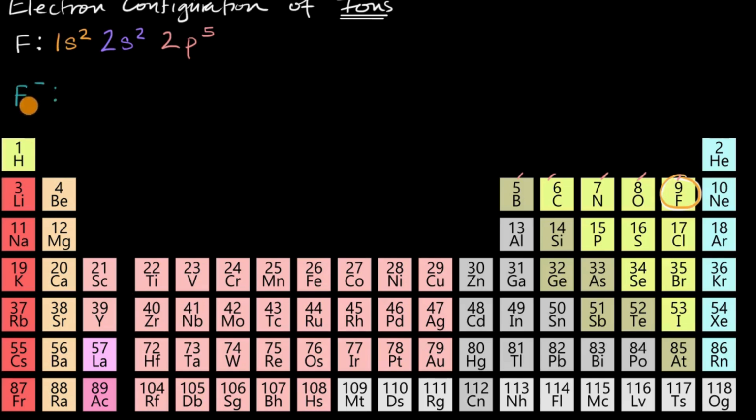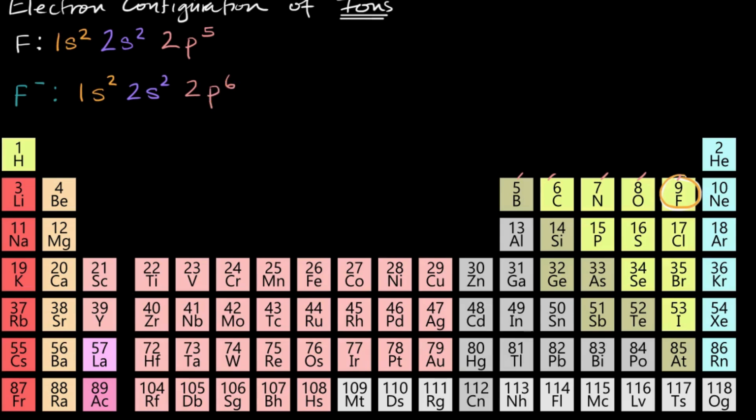Well, here you're now going to have 1 extra electron. The fluorine has nabbed an electron from someplace. And so where will that extra electron go? Well, our 2p subshell has space for 1 more electron. So that's where it will go. So the fluoride anion is going to have an electron configuration of 1s2, 2s2, 2p6.